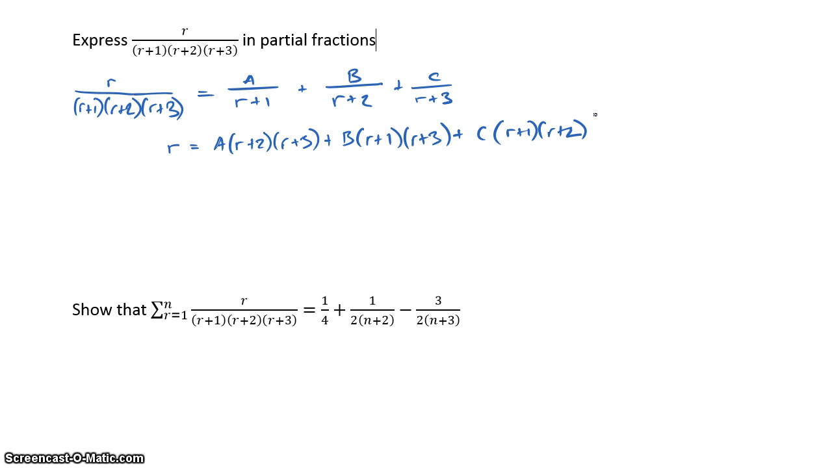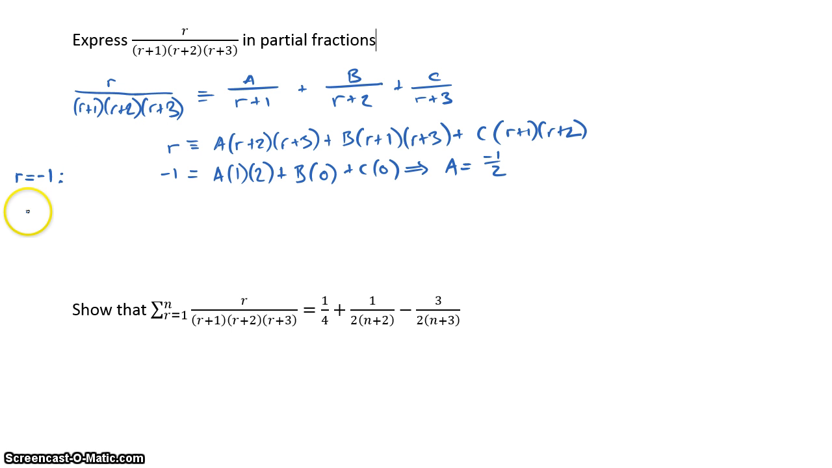And the wonderful thing about this, as I said earlier, is that this is not an equation, this is an identity, so it's true for whatever values of r I substitute in. So I can pick values of r that will cancel off some of the terms. I might say r equals -1, and so I'd get -1 on the left hand side. I'd get a times (-1 plus 2), which is 1, times (-1 plus 3), which is 2, plus b times 0, because this bracket would be 0, plus c times 0, because this bracket would be 0. And that tells me that a is equal to -1/2.